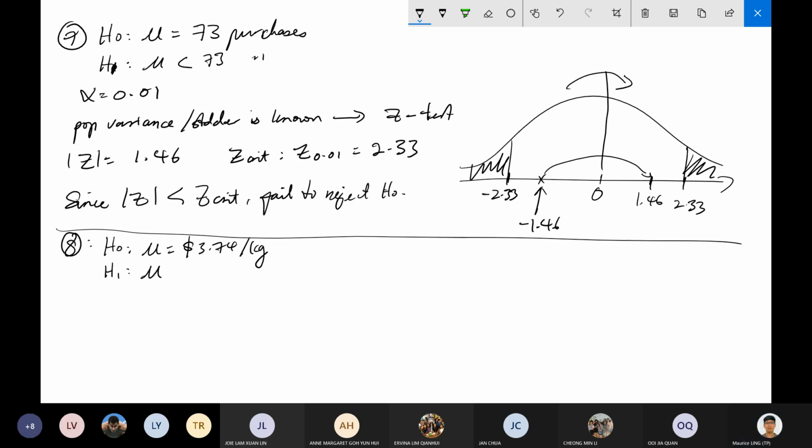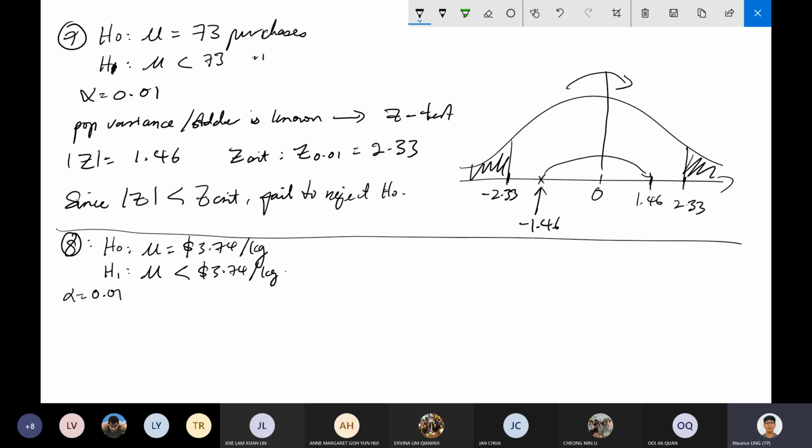Is it one tail or two tail? One tail, right? Because you're looking at whether it has fallen, and not whether it has increased. So less than 3.74 per kg. So it's one tail. Test at 1% significance, so alpha equals 0.01.